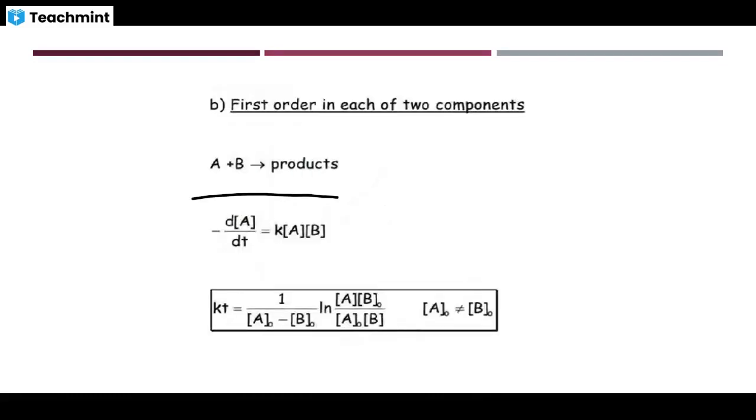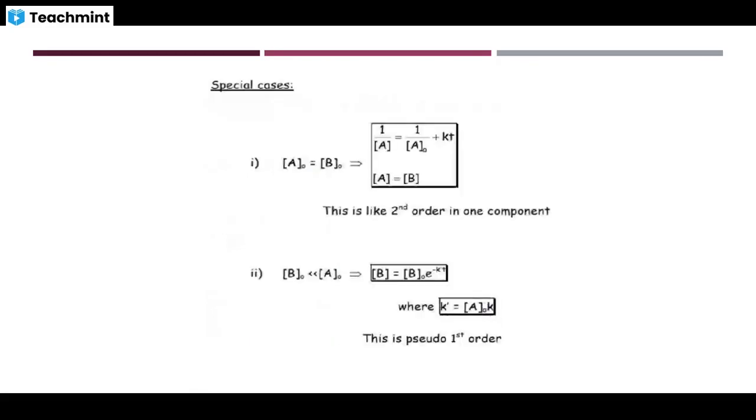For first order in each component, for A plus B, rate equal to k into A into B. So first order with respect to A, first order with respect to B. Overall, it is a second order reaction. So then kt equal to 1 minus A naught. If you solve the mathematics, you get the answer. The special case is when the concentrations of A naught and B naught are the same. So both are equal to 10 mole like that. Then it is like an overall second order reaction. So you get the equation like second order reaction.